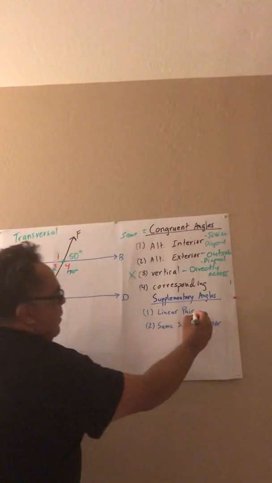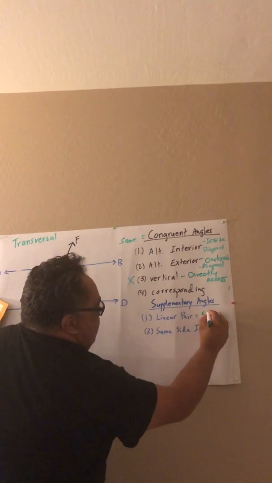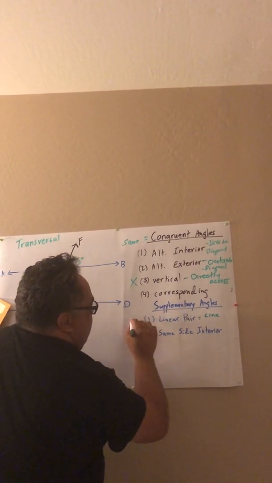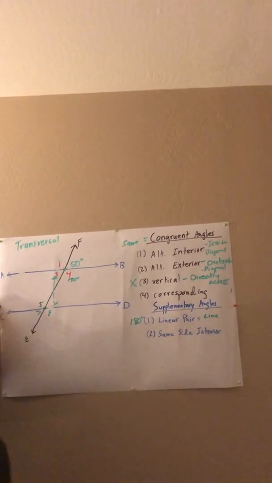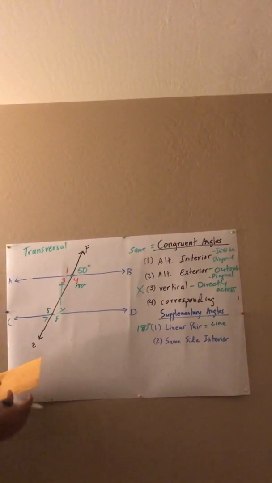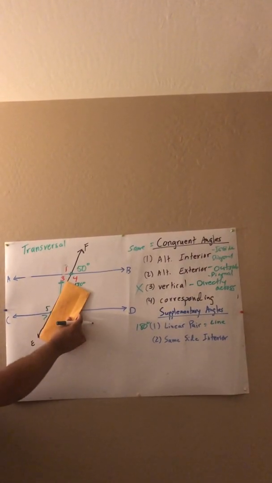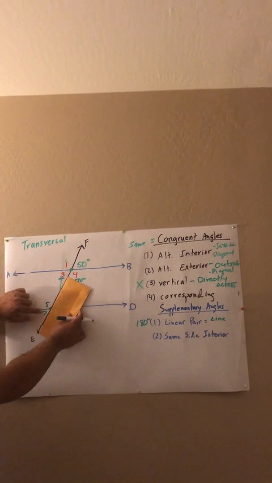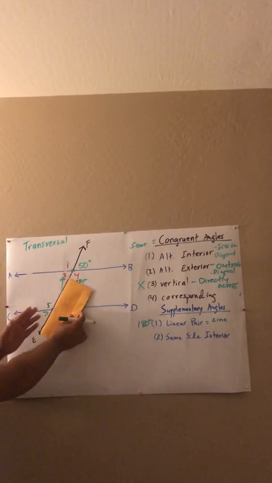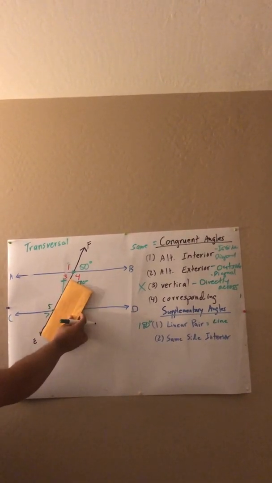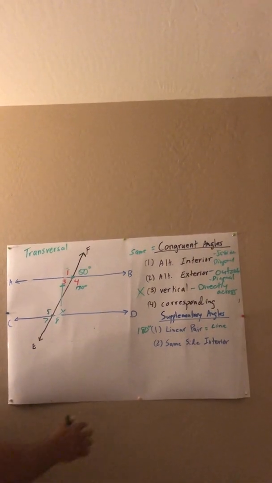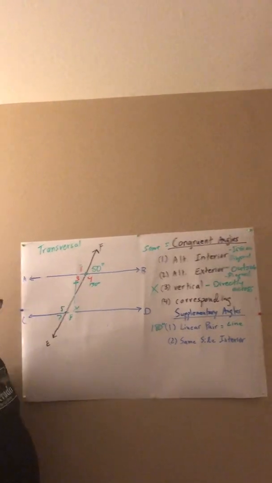A linear pair is anything on a line, and supplementary means they have to equal 180 degrees. They have to equal 180 degrees. I find this line, I can set my envelope on this line right here. 5 and 7 are a linear pair. It's sitting on the line. 5 plus 7 has to equal 180 degrees, okay? We will save same side interior for another video. Thank you.